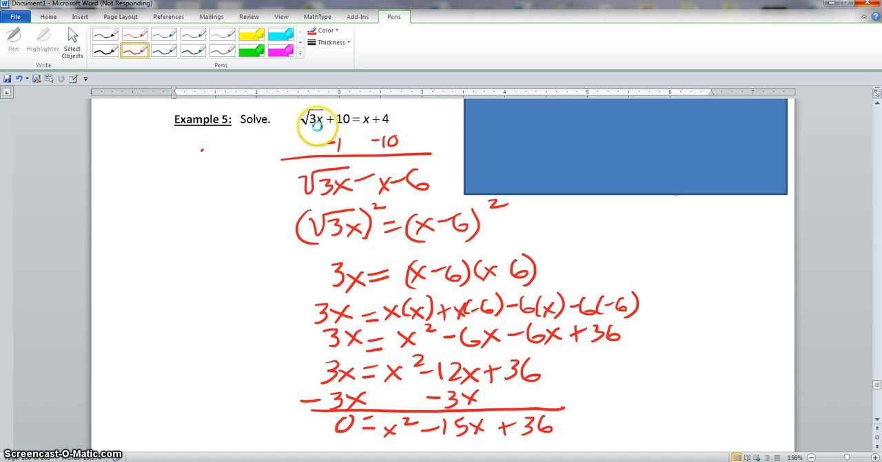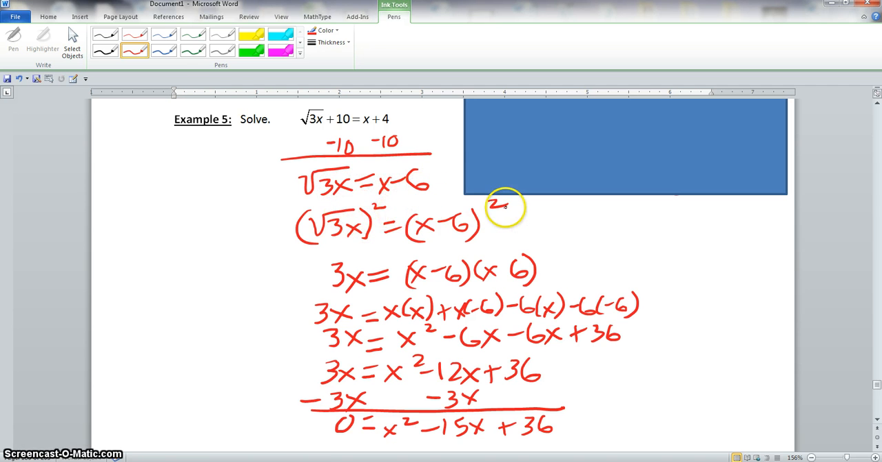We have the square root of 3x plus 10 is equal to x plus 4. Now, what we must do is this here. We want to try and get the radical, or square root, on the side by itself. And we can do that by subtracting 10 from each side. So we subtract 10 here, subtract 10 here. Now, we bring down our square root of 3x, and that equals, we'll bring down our x, positive 4 minus 10 will give us a minus 6. So now we have the square root of 3x is equal to x minus 6.